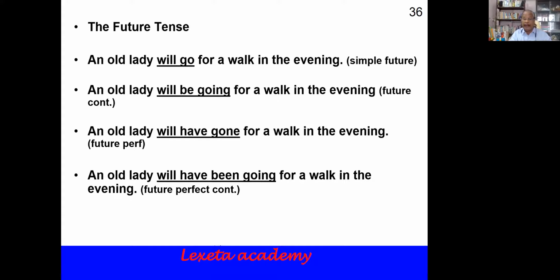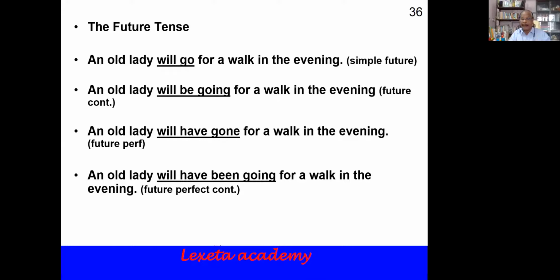An old lady will be going for a walk in the evening. Negative, an old lady will not be going, will not be. Not should come then between will and be. Will not be going for a walk in the evening.